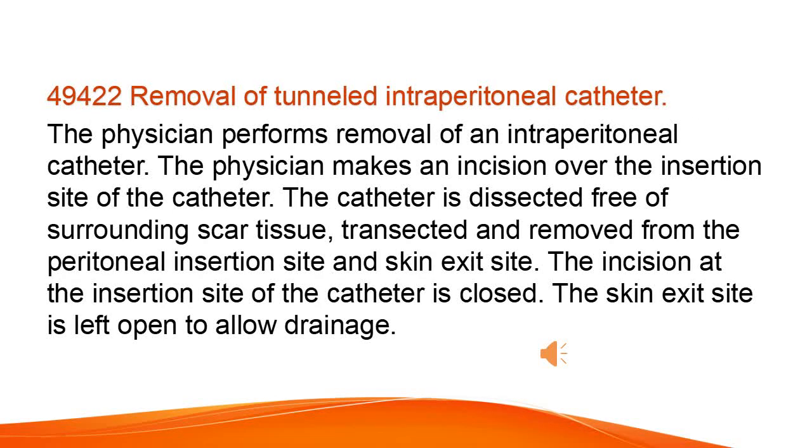Removal of tunneled intraperitoneal catheter. The physician performs removal of an intraperitoneal catheter. The physician makes an incision over the insertion site of the catheter. The catheter is dissected free of surrounding scar tissue, transected, and removed from the peritoneal insertion site and skin exit site. The incision at the insertion site of the catheter is closed. The skin exit site is left open to allow drainage.